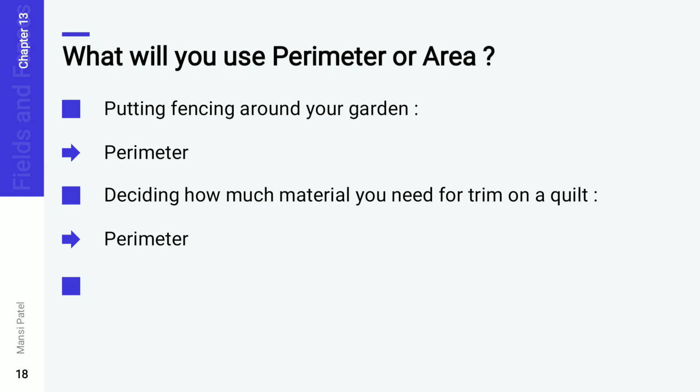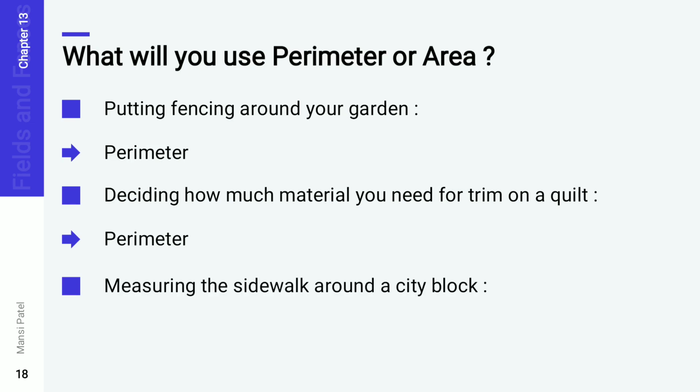Now the next situation is measuring the sidewalk around a city block. In this also you are walking around your block. So in this also they are talking about the outside, about a path. So in this situation also you are using the perimeter. So these are all the different situations in which you are using the perimeter.